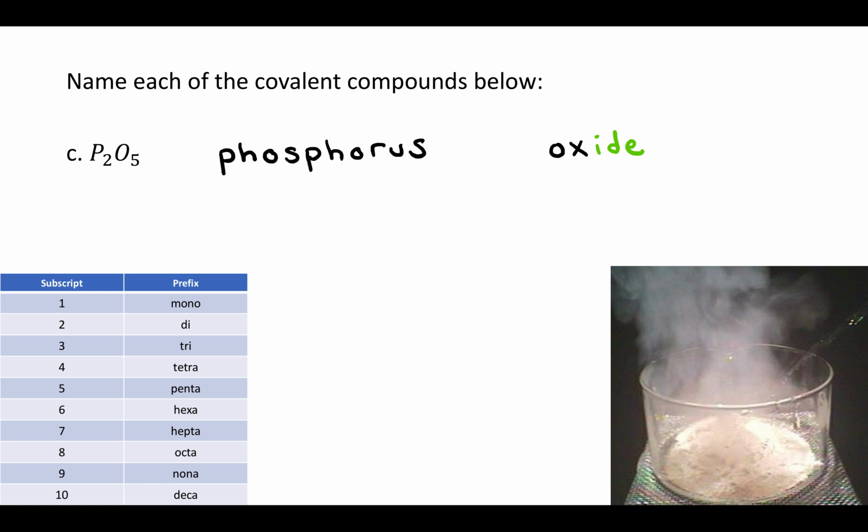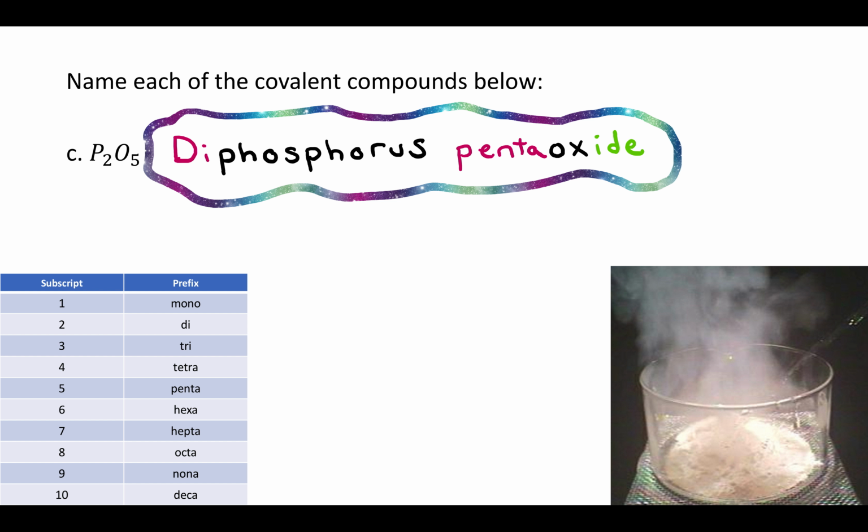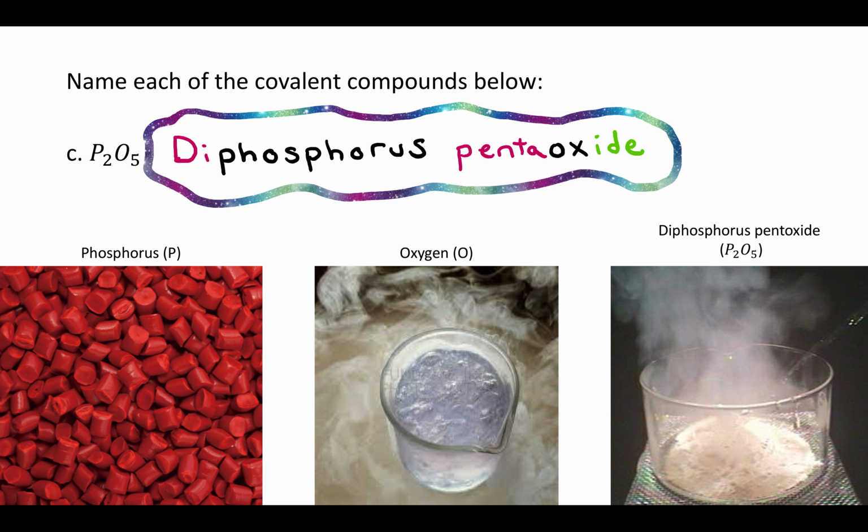The number that comes after P, the subscript for P, is 2. And the prefix that corresponds to that subscript is di. So I'm going to put the prefix di in front of phosphorus. The number that comes after O, the subscript for O, is 5. And the prefix that corresponds to 5 is penta. So I'm going to put the prefix penta in front of oxide. And the full name for P2O5 would be diphosphorus pentaoxide. So if you take phosphorus and you mix it together with oxygen in just the right way, you would get diphosphorus pentoxide.